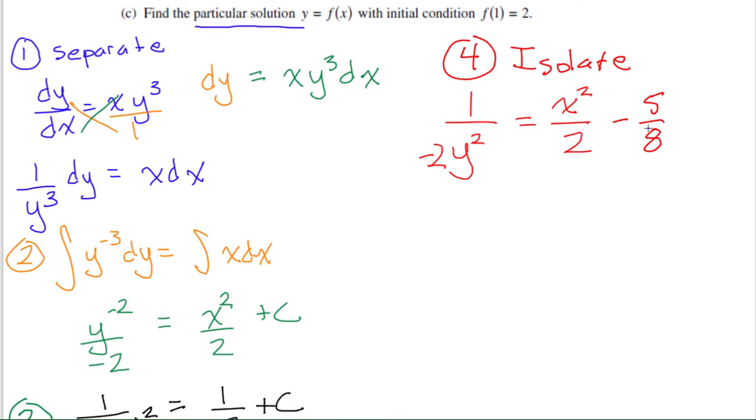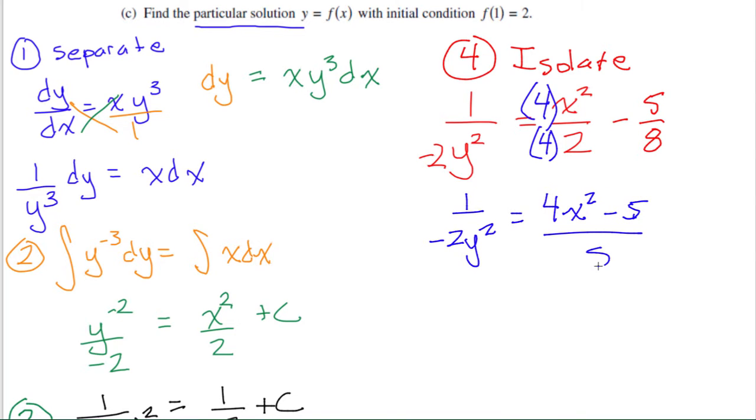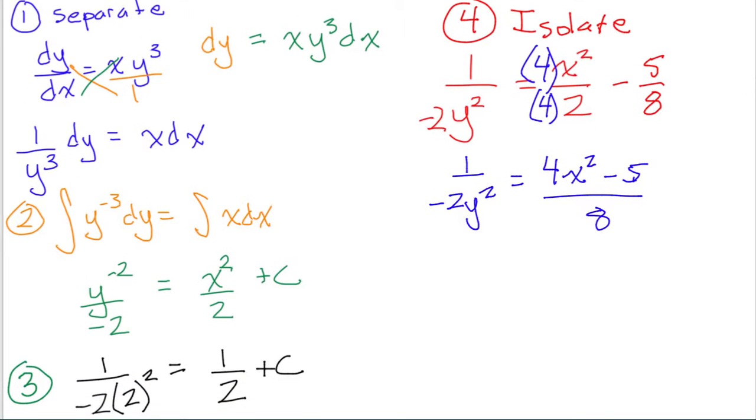But what I need to do here is combine like terms, because I want to take the reciprocal of each side. I can't take the reciprocal of this side unless I want to keep it in the denominator. So I'm going to combine like terms right now. I now have 1 over negative 2y squared is equal to, this is going to now be 4 times 4 in order to get like denominators. So I'm going to get 4x squared minus 5, all of that divided by 8. Alright, I'm going to take the reciprocal of each side. I now have negative 2y squared is equal to 8 over 4x squared minus 5.